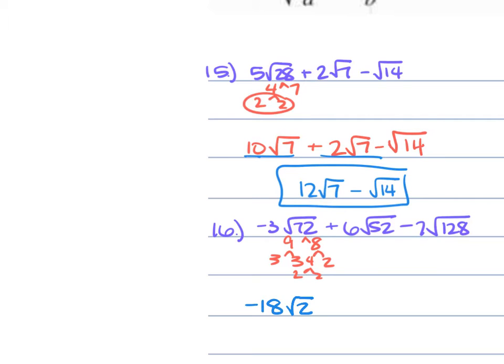For this square root of 52, 52 is 4 and 13. The 4 is 2 and 2. So 2 times 6 is 12 square root 13.